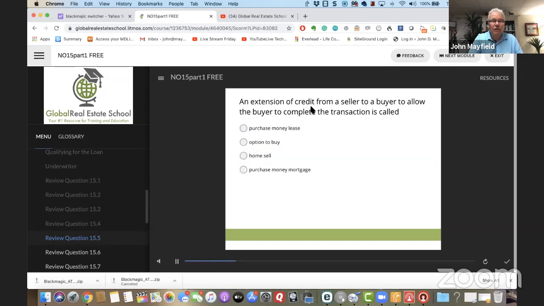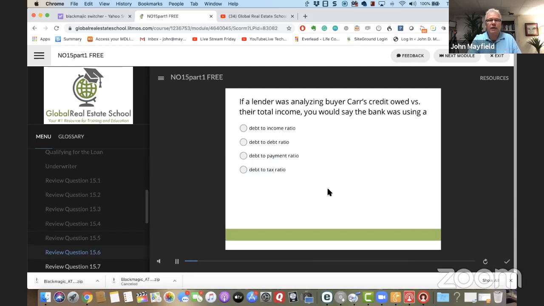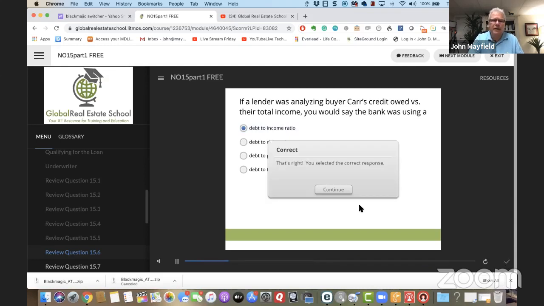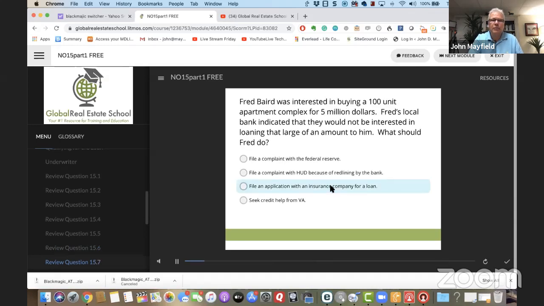An extension of credit from a seller to a buyer to allow the buyer to complete the transaction is called a purchase money mortgage. Purchase money mortgage. And they could ask that in a lot of different ways. If the lender was analyzing buyer credits owed versus their total income, we call that a debt to income ratio or debt to credit ratio. I think debt to income's a little bit more.